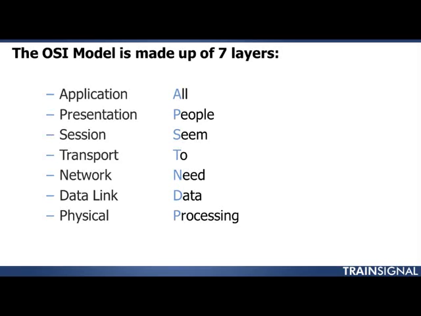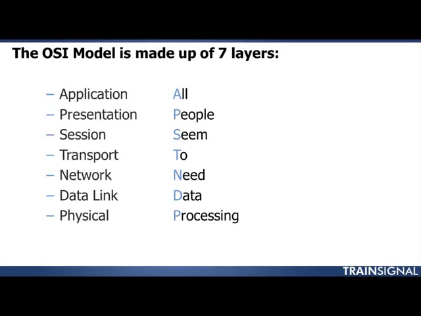So if you can remember the saying, all people seem to need data processing, from that, you can look at those first letters and say, all right, I can remember A, P, S, T, N, D, P. And with just a little bit of studying, you can then remember what those letters tie to as far as application, presentation, session, transport, network, data link, and physical. The problem is that all people seem to need data processing may not be easy for you to remember. So I'm going to give you another one.